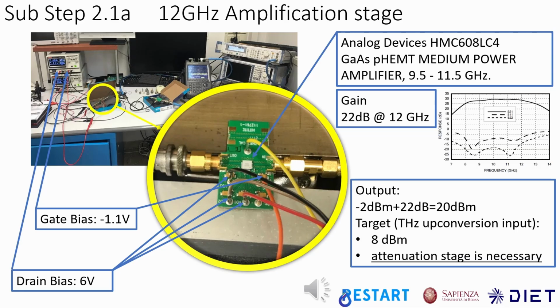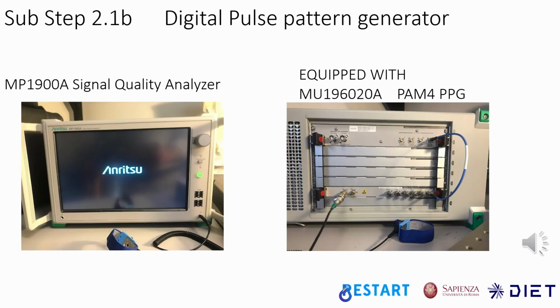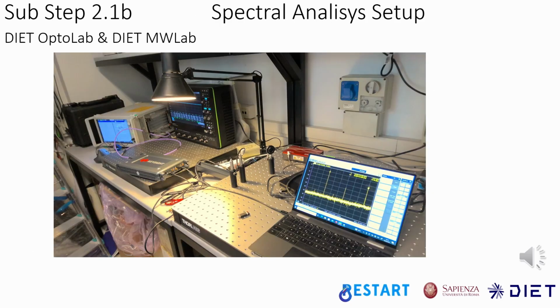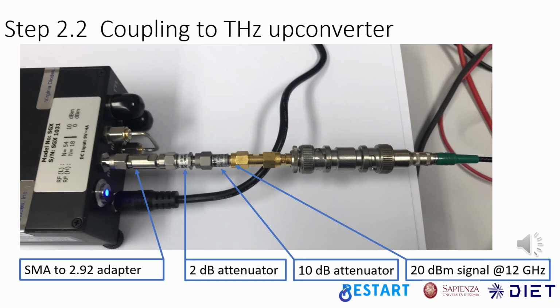terahertz upconversion stage. In the alternative approach, we used an Anritsu digital signal quality analyzer equipped with a pulse pattern generator to generate a pulse pattern at 12 gigahertz. Our characterization setup includes an Anritsu digital signal analyzer and pulse pattern generator, a Teledyne oscilloscope, and a Keysight spectrum analyzer. The 12 gigahertz signal is fed as input signal to the terahertz frequency upconversion device.